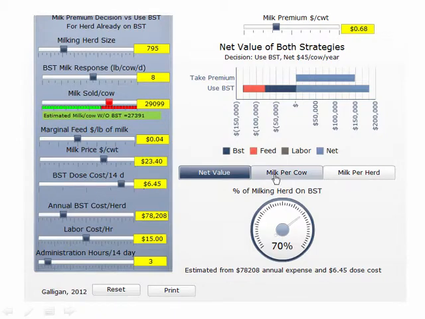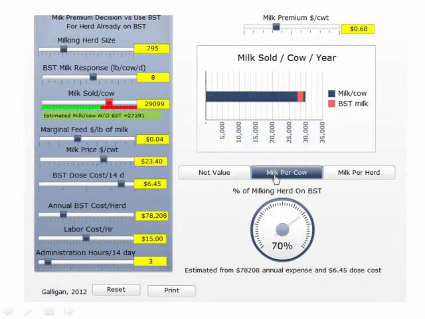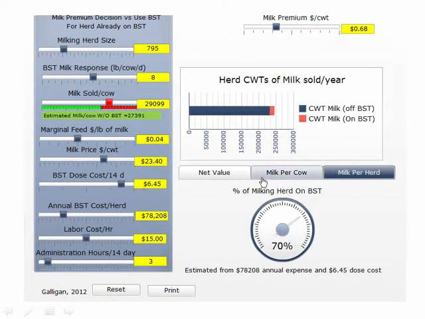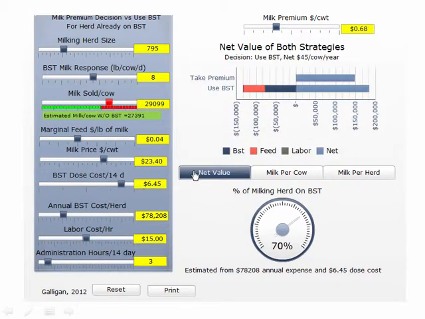One can also look at the estimated milk per cow in terms of what components are coming from BST on a per cow basis or on a milk per herd basis. But perhaps for decision making, the net value screen is the most informative. And of course, this decision is all changed by what one enters here on the left in terms of having a sensitivity on the decision.